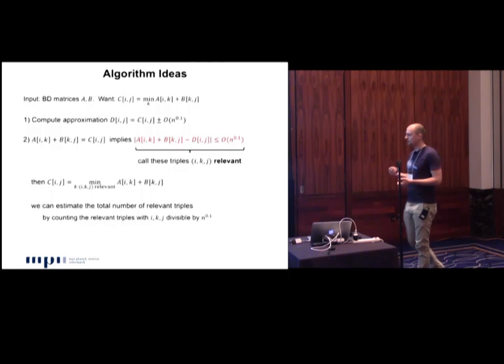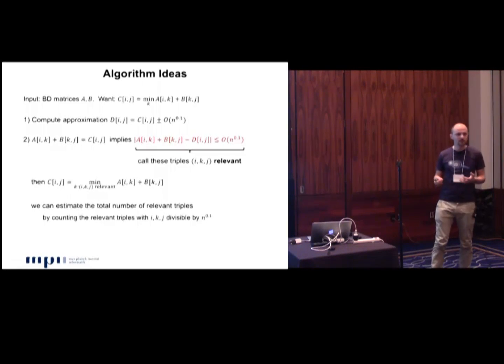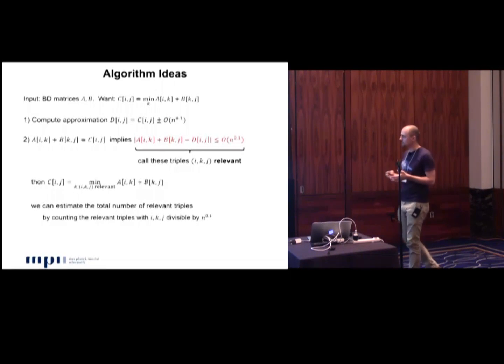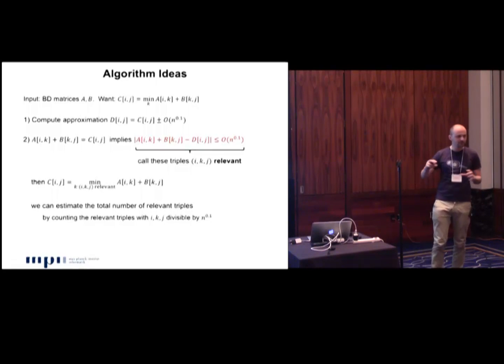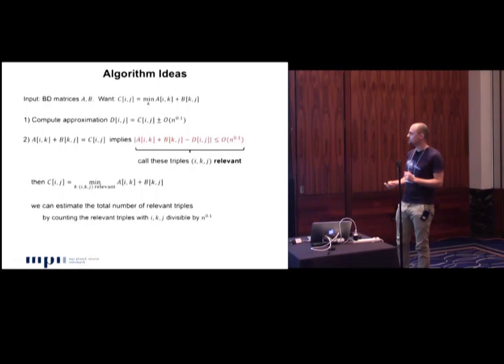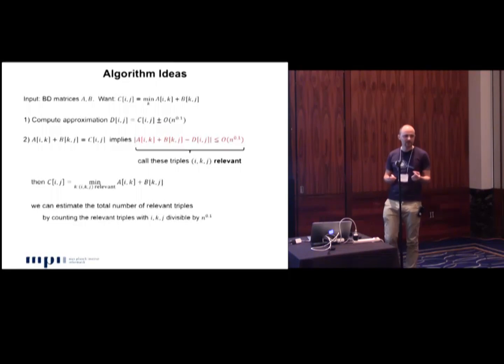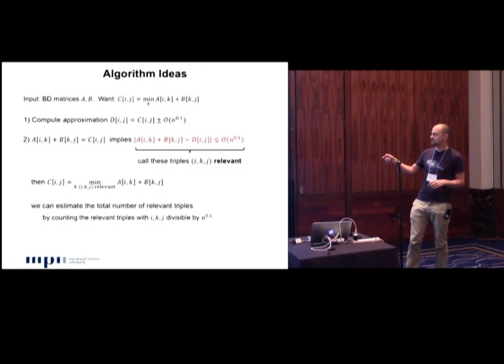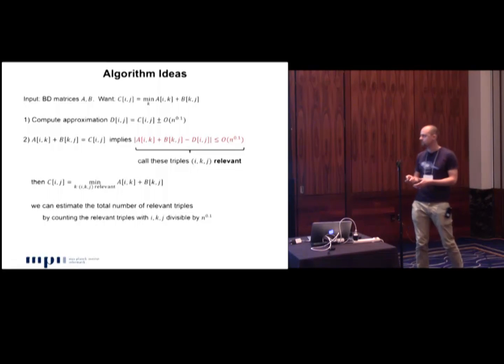Now, estimating the number of relevant triples is easy, because again, we can just look at all indices divisible by n to the 0.1. This defines blocks of submatrices. And for each submatrix, for each subblock, we can just look at one representative triple and check whether this is relevant, and then all other triples in this block will have the same property, because we have this slack of some constant factor in the definition of being relevant.